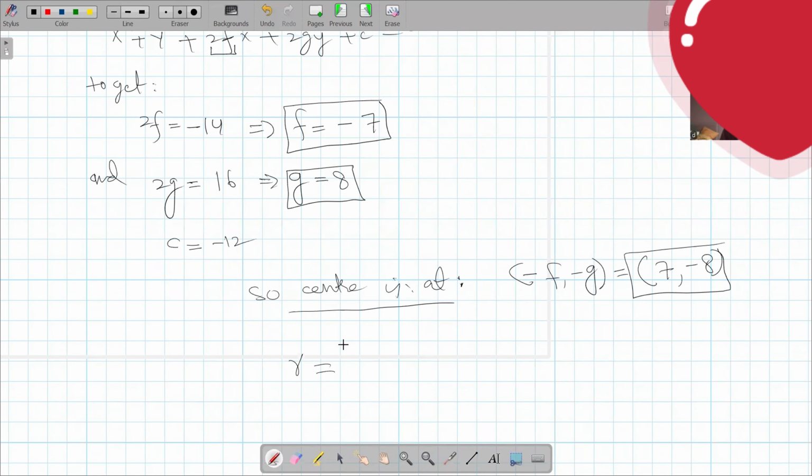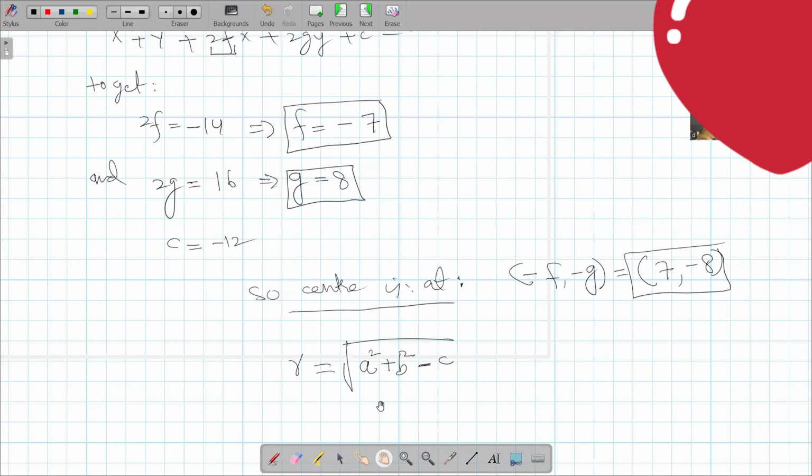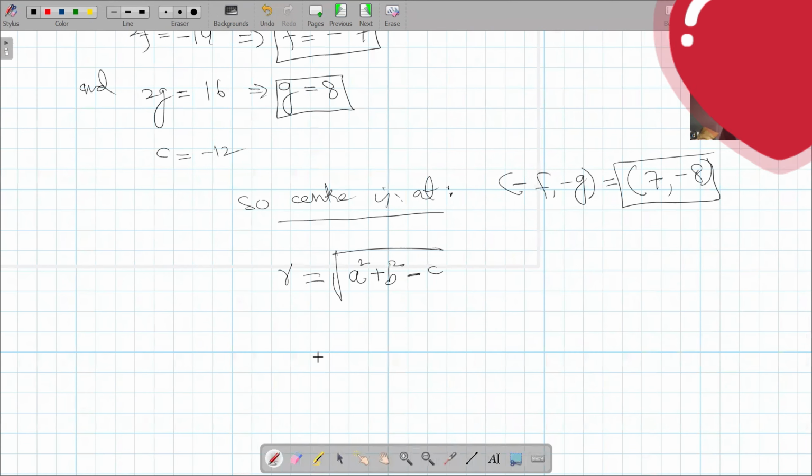The formula for radius was square root of a squared plus b squared minus c. So what about a? A is equal to minus f, negative 7. So this equation can also be written as f squared plus g squared minus c. This is the actual formula for radius: square root of f squared plus g squared minus c.